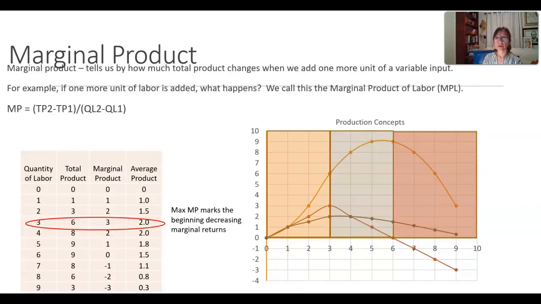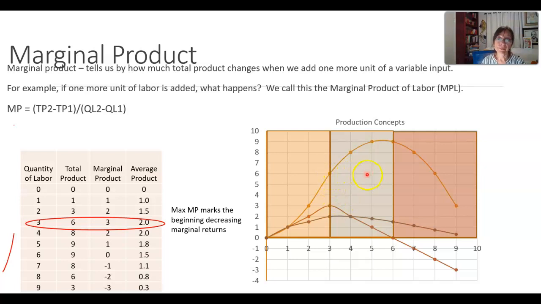So graphically, this is what it looks like. Note that in this first stage, this orange block here, we have increasing marginal returns. We looked at this point where marginal product is maxed. All of this stage means we have increasing returns to labor, which basically means that as we add more labor, the return is going to be better for us.